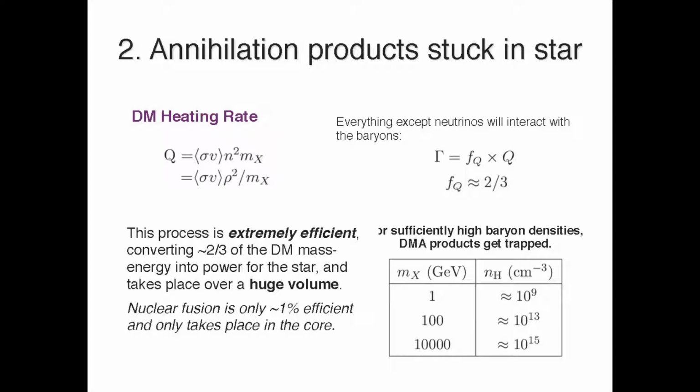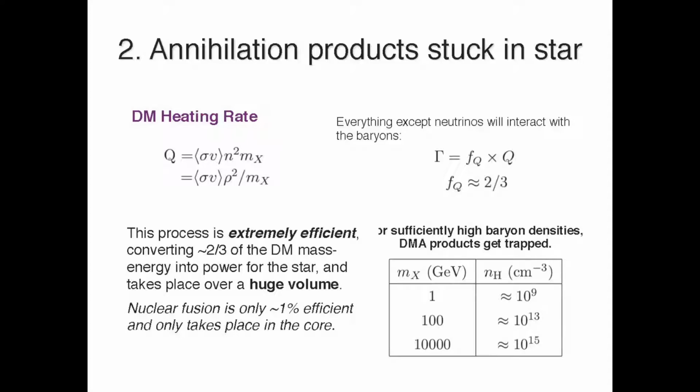Okay, so number 2 is that the annihilation products get stuck in the star. If we think about the amount of energy produced in a dark matter annihilation, it's the annihilation cross-section times the density squared divided by the mass of the dark matter particle. Now, not all of that is necessarily going to get stuck in the star.